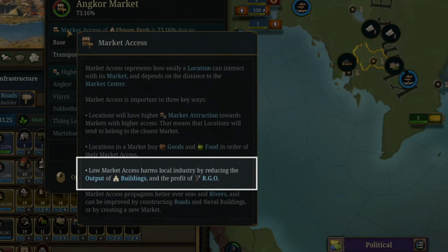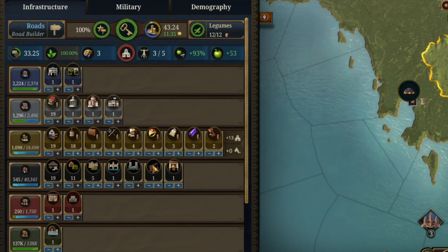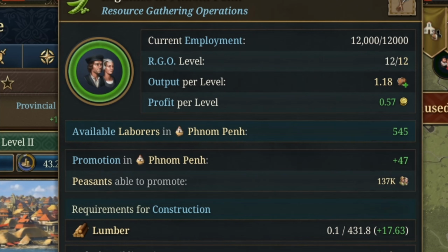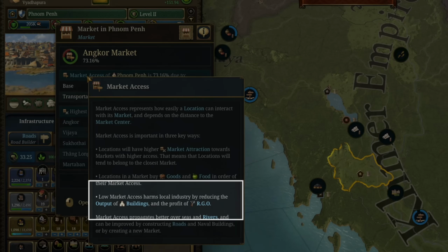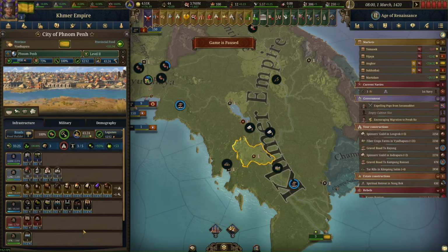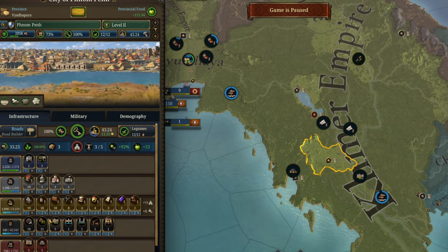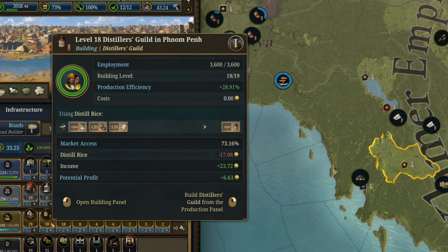And unfortunately, these will affect the second most important thing that market access influences: the production efficiency of raw output from all buildings and your profit from RGOs. And these two things must be clearly distinguished, and they are well captured in this part of the tooltip. When it comes to production buildings, the matter is very simple because everything is well described in the tooltip.